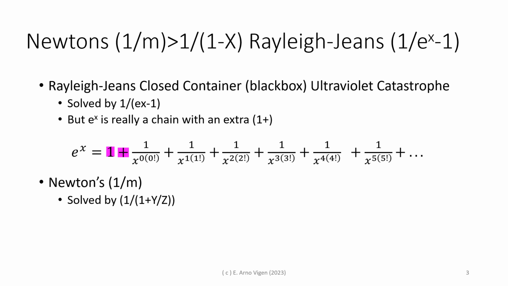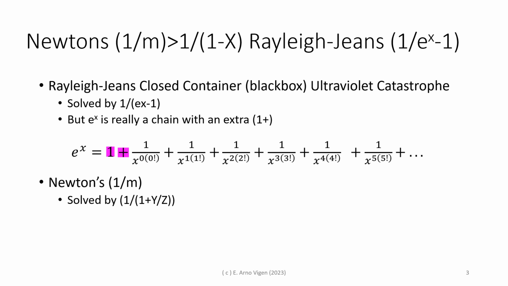Rayleigh-Jeans, in the closed container, the black box, had an ultraviolet catastrophe, and that is that it says the energy of a photon would continue forever, becoming infinitely strong. Now, that's not what the experiments, of course, discovered, and what eventually Planck solved at the start. Now, Planck solved this by a 1 over e to the x minus 1. But what is that e to the x?